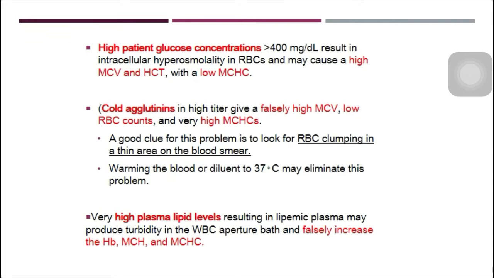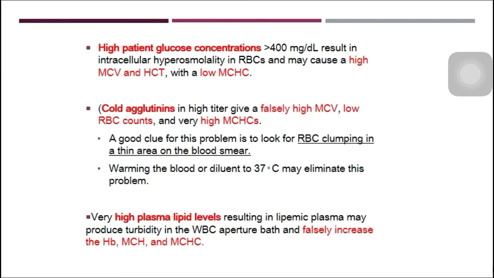On the other hand, cold agglutinins in high titer give a falsely high MCV, low RBC counts, and very high MCHCs. So a good clue for this problem, for cold agglutinin, is to look for RBC clumping in the thin area on the blood smear. Also, to resolve the problem, we warm the blood or diluent to 37 degrees Celsius to eliminate it.